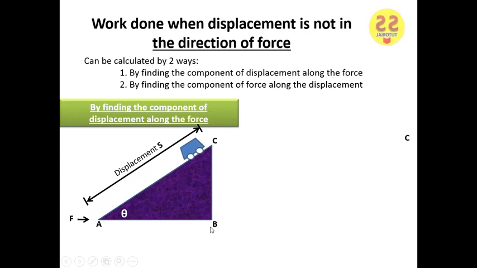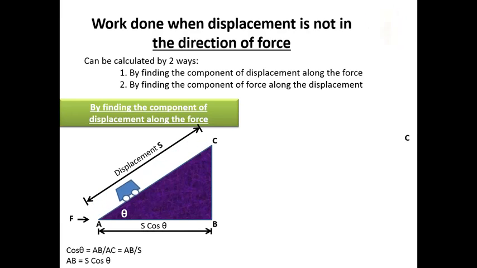To find the AB distance, we consider the triangle ABC, in which cos theta is equal to AB by AC, that is, base by hypotenuse. So we can write AB by S, because AC, the displacement, is equal to S. Now AB is equal to S cos theta. So the work done is equal to F into AB, so F into S cos theta, which is equal to Fs cos theta.